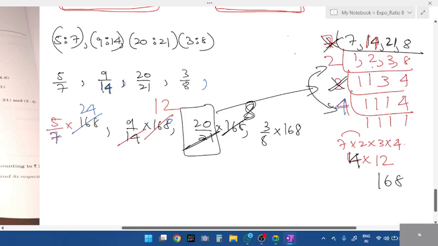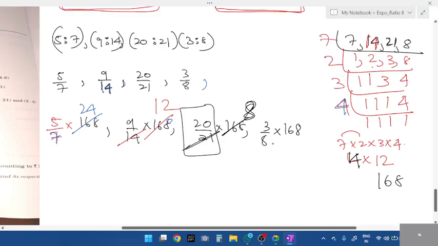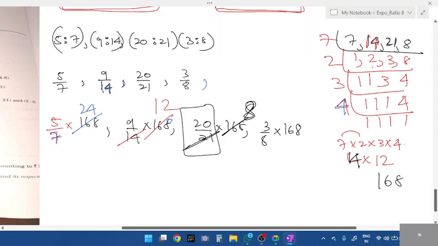Very good. 8 times. Tell me the last combination. Tell me the last one, students. What's the denominator we have? What's the denominator? 8. Somebody is telling 12. 8. Which combination gives you 8 here? 2 into 4. Apart from 2 into 4, what are the other numbers left?